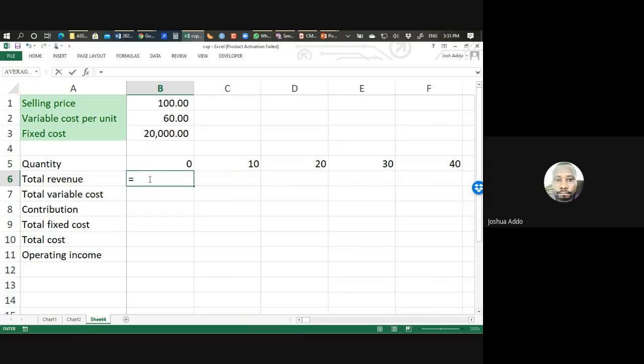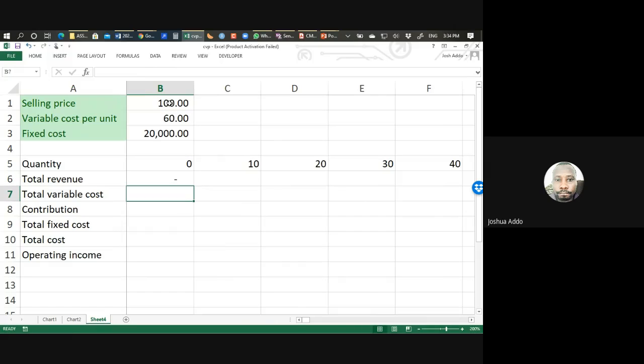This is equal to the quantity times the selling price per unit. And this selling price per unit, because of how we have captured the input variables, should be converted from a relative cell reference to an absolute cell reference. And I've already talked to you about how to do that. In case you don't remember, you can just Google how to convert a relative cell reference to an absolute cell reference. Very simple. The information is in your palm.